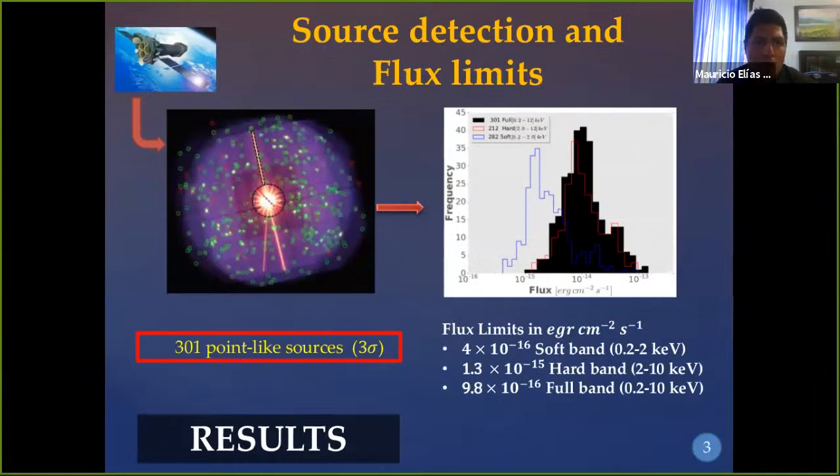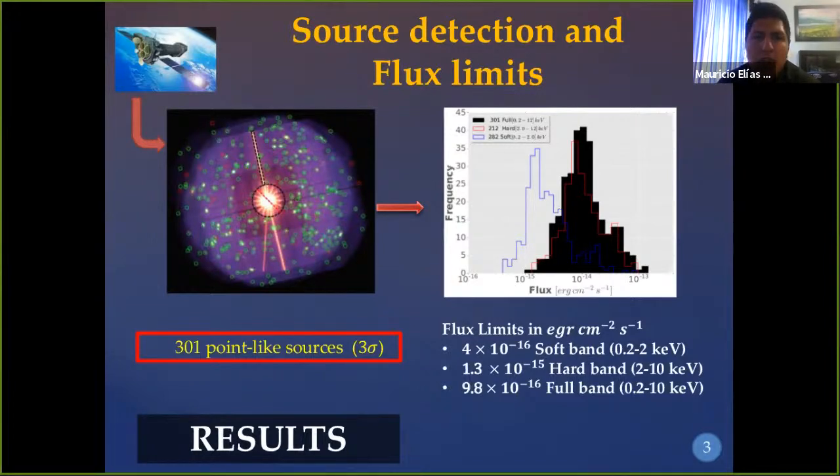Now, I am going to present some of our results. First, we found 301 point light sources with a 3 sigma of significance. In the right plot, I showed you our flux distribution. Here we reach a flux limit of 10 to minus 16 ergs per second per centimeter squared in the soft and full band, and 10 to minus 15 in the hard band.